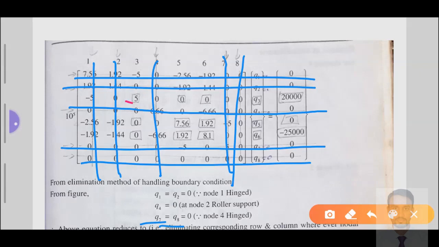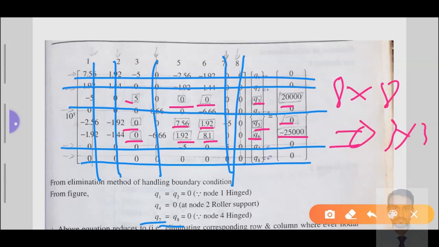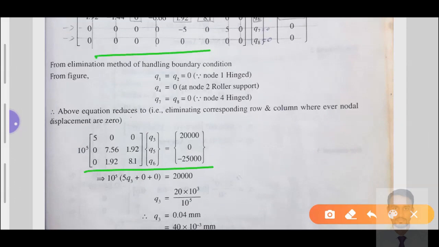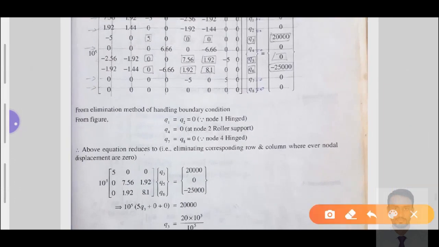Only this square box that we have written remains. The 8 cross 8 matrix becomes a 3 cross 3 matrix. We have to find Q3, Q5 and Q6. After resolving that, we'll have a 3 cross 3 matrix from this matrix. You can check how we have taken this.